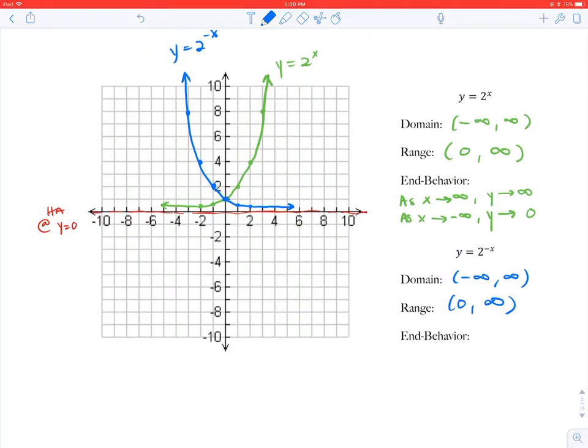The end behaviors flip though. So as x approaches infinity, it looks like y is approaching 0. Right? So the limit as x approaches infinity of 2 to the negative x would be equal to 0. So that means there's a horizontal asymptote also at y equals 0. And as x approaches negative infinity, it looks like y is approaching positive infinity.